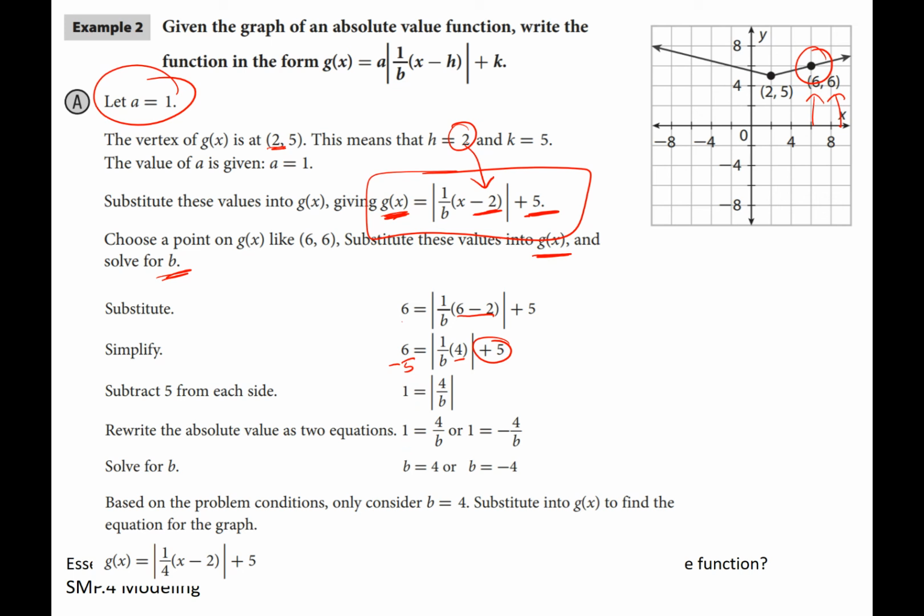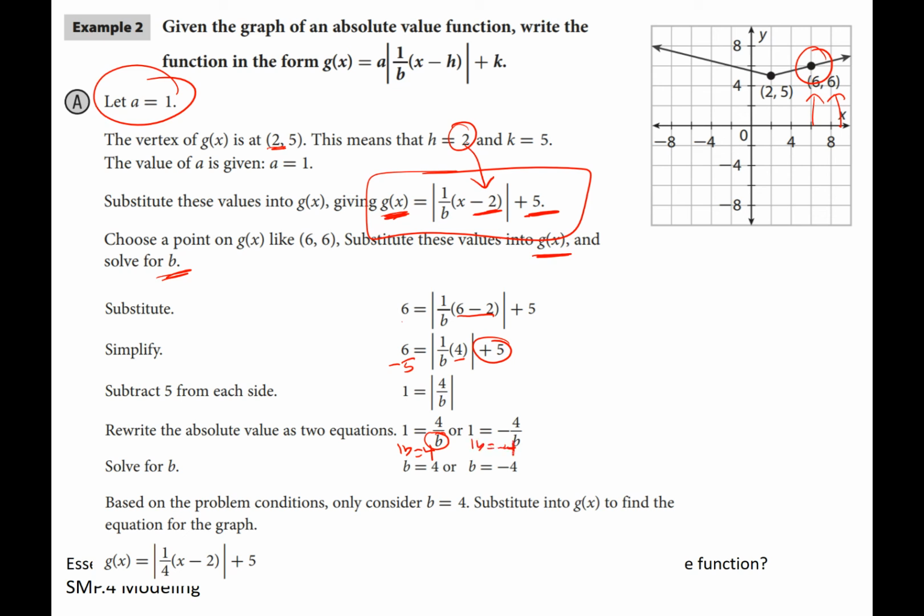And then in order to undo absolute value, you have to have a positive expression and a negative expression. That's how we undo absolute values, which we're going to see a lot more of in the next day or two. And then we're going to get b by itself. Okay, so this is b by itself. They skipped a step. In order to get rid of the division, we have to multiply. So we basically did 1b equals 4. And then we have 1b equals negative 4.